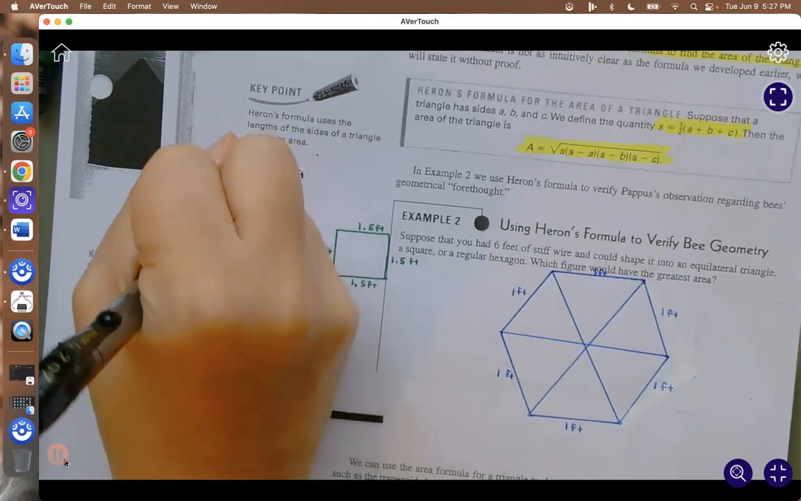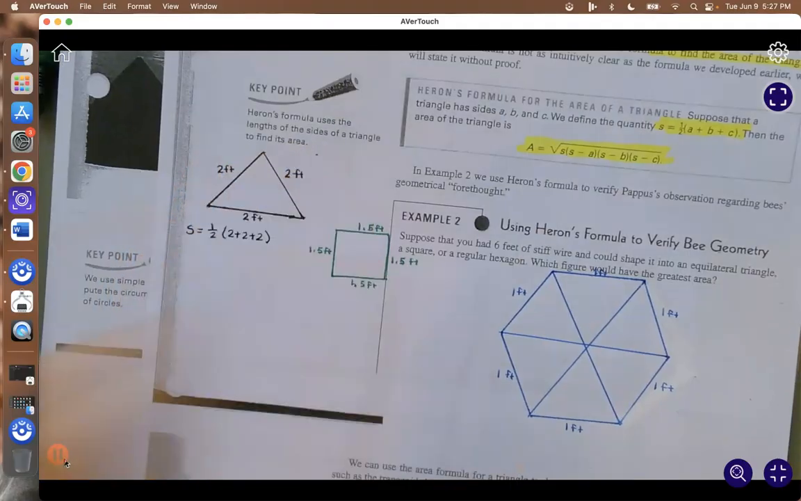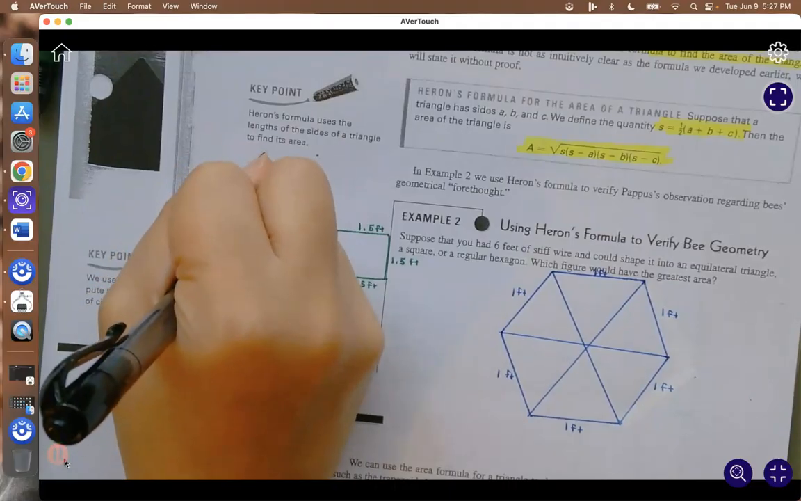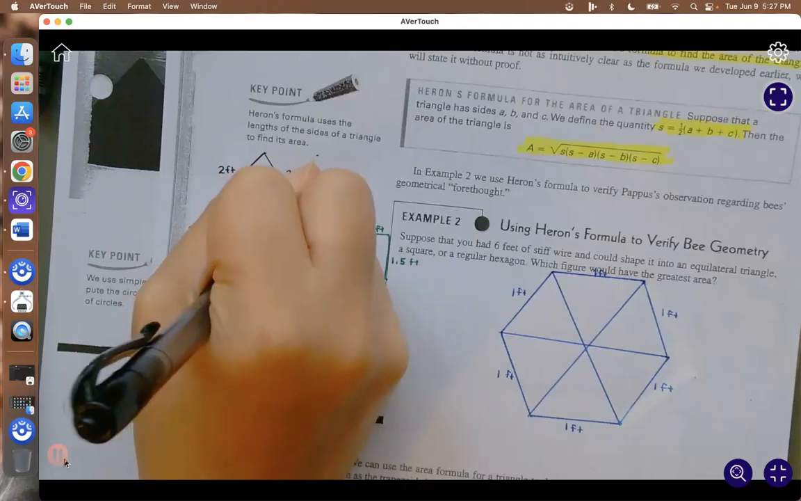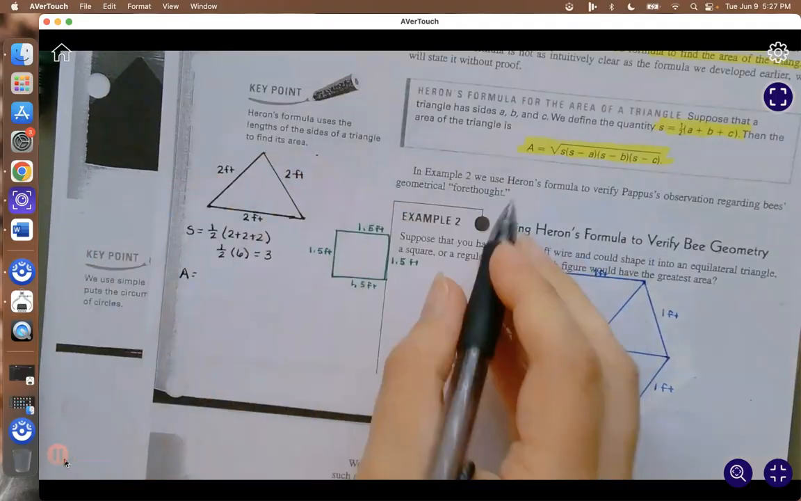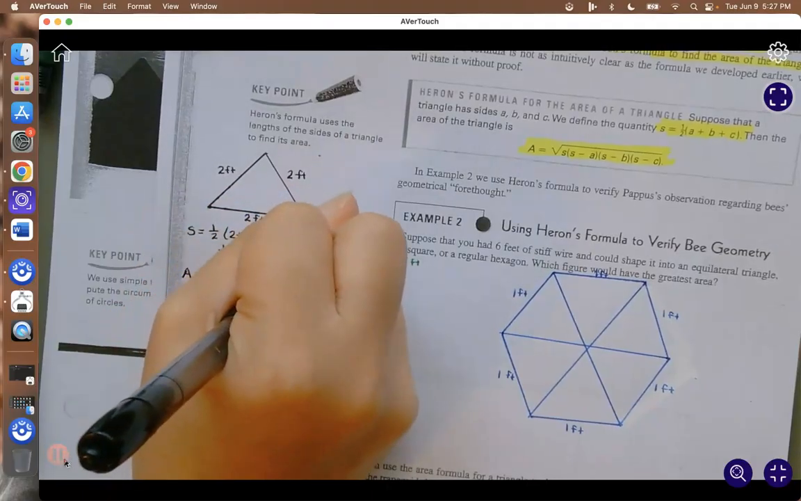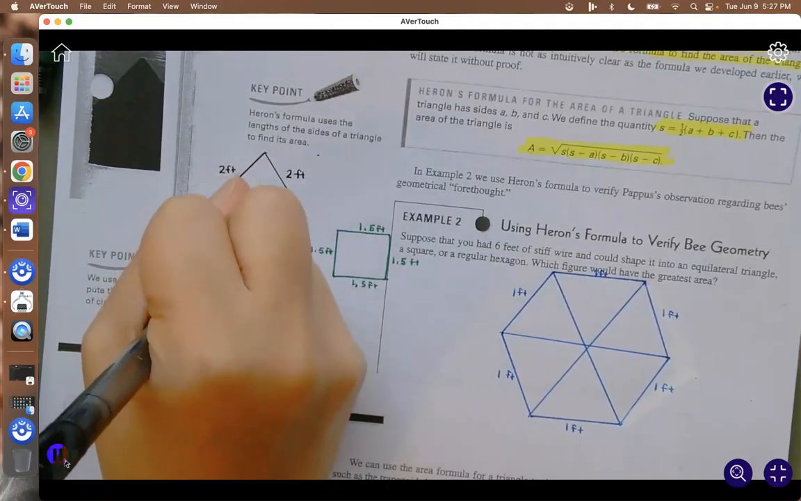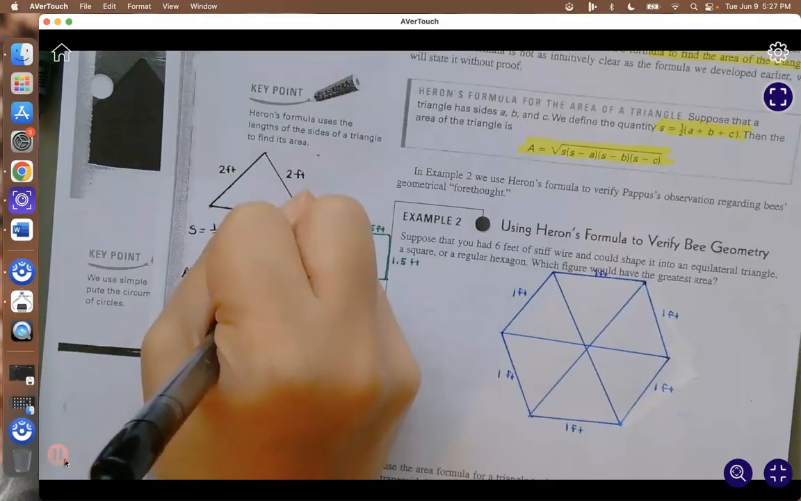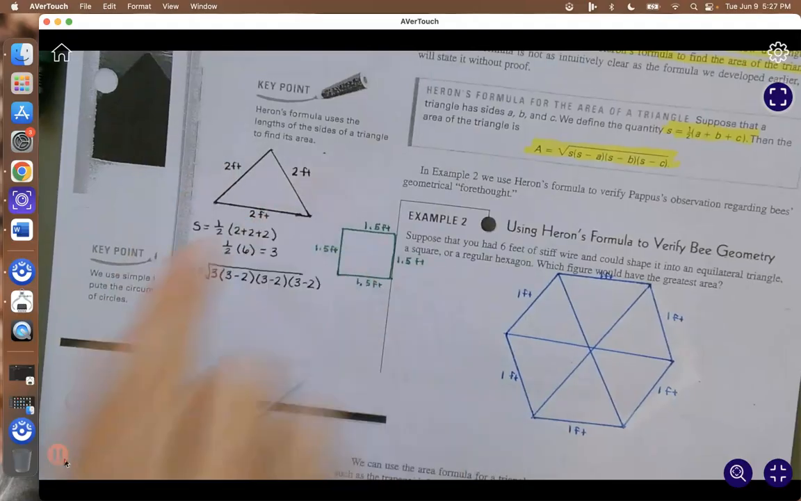So to find S, we're going to add up all 3 sides. Okay, so 2, 2, 2. So that's 1/2 of 6, and that's 3. All right, now we plug that in here. So we're going to do the square root of 3, open parentheses, 3 minus 2, times 3 minus 2, times 3 minus 2, because you do the S minus each of the sides.